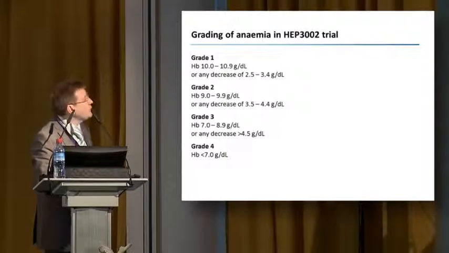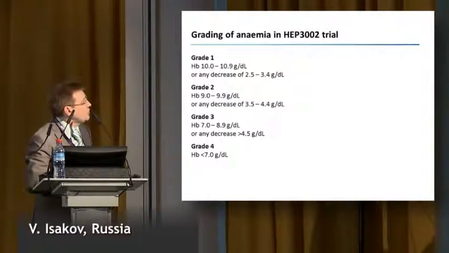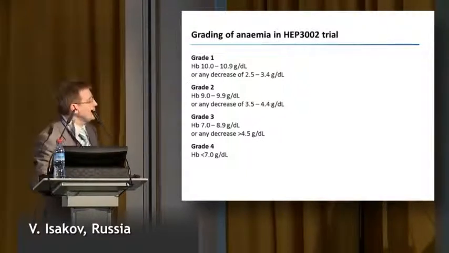How did we grade the anemia in this trial? You can see the hemoglobin levels. It's classified as grade 1, grade 2, grade 3, and grade 4. And you can see that grade 4 is below 70. Next slide.